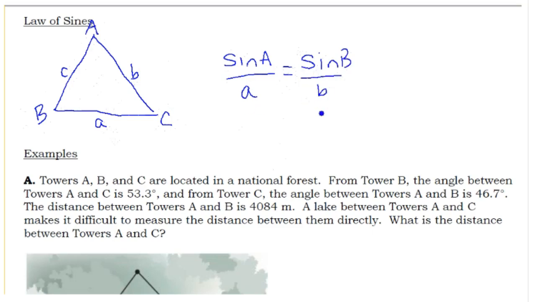And we can cross multiply and divide if we know 3 of these numbers to find the 4th number. And then we can also use the sine of C over c. So we could use A with B, or B with C, or A with C, as long as we have 3 measurements, 2 of which are directly across from each other. We can use this formula to find the 3rd one.